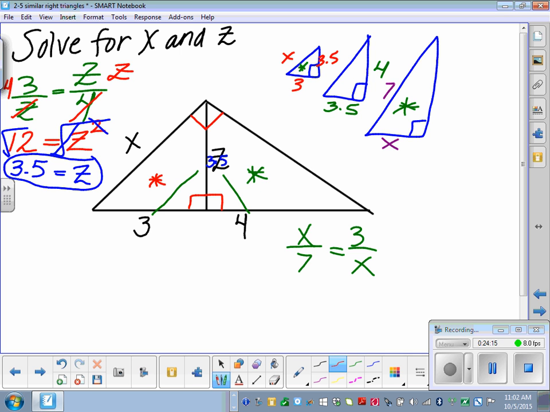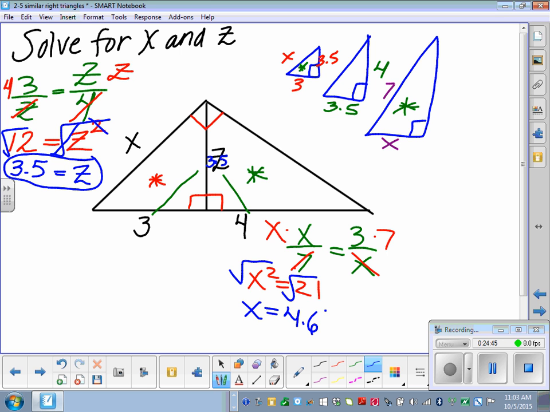Now, because x and x are the same variable, we're good, we can solve. We cross multiply by 7, but it divides out over here. We cross multiply by x, but it divides out over here. So we have x squared is equal to 21, right? Are we following? Take the square root of both sides. So we get x is equal to 4.6. Does it round up? 4.6. Very good. Okay, questions on that?